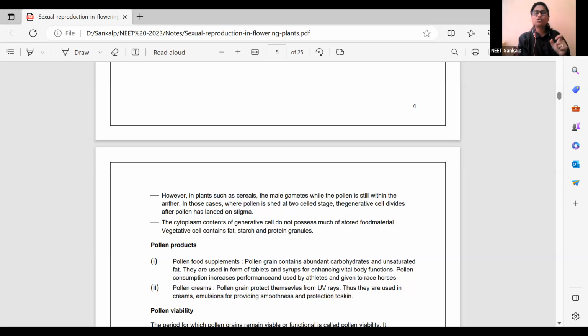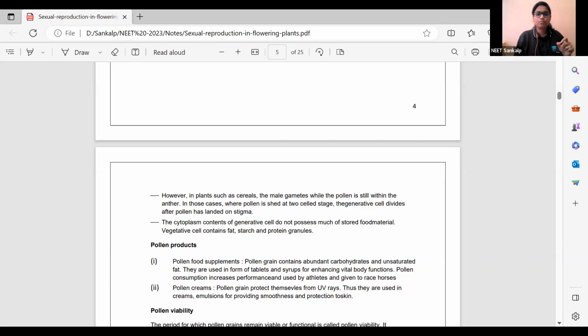Pollen is used as a food supplement. Pollen grain contains abundant carbohydrates and unsaturated fat. They are used in the form of tablets and syrups for enhancing our body actions and behavior. Pollen consumption increases performance and is used by athletes and given to race horses. Athletes usually take these tablets because they give instant energy, carbohydrates and so on. It is also given to race horses.